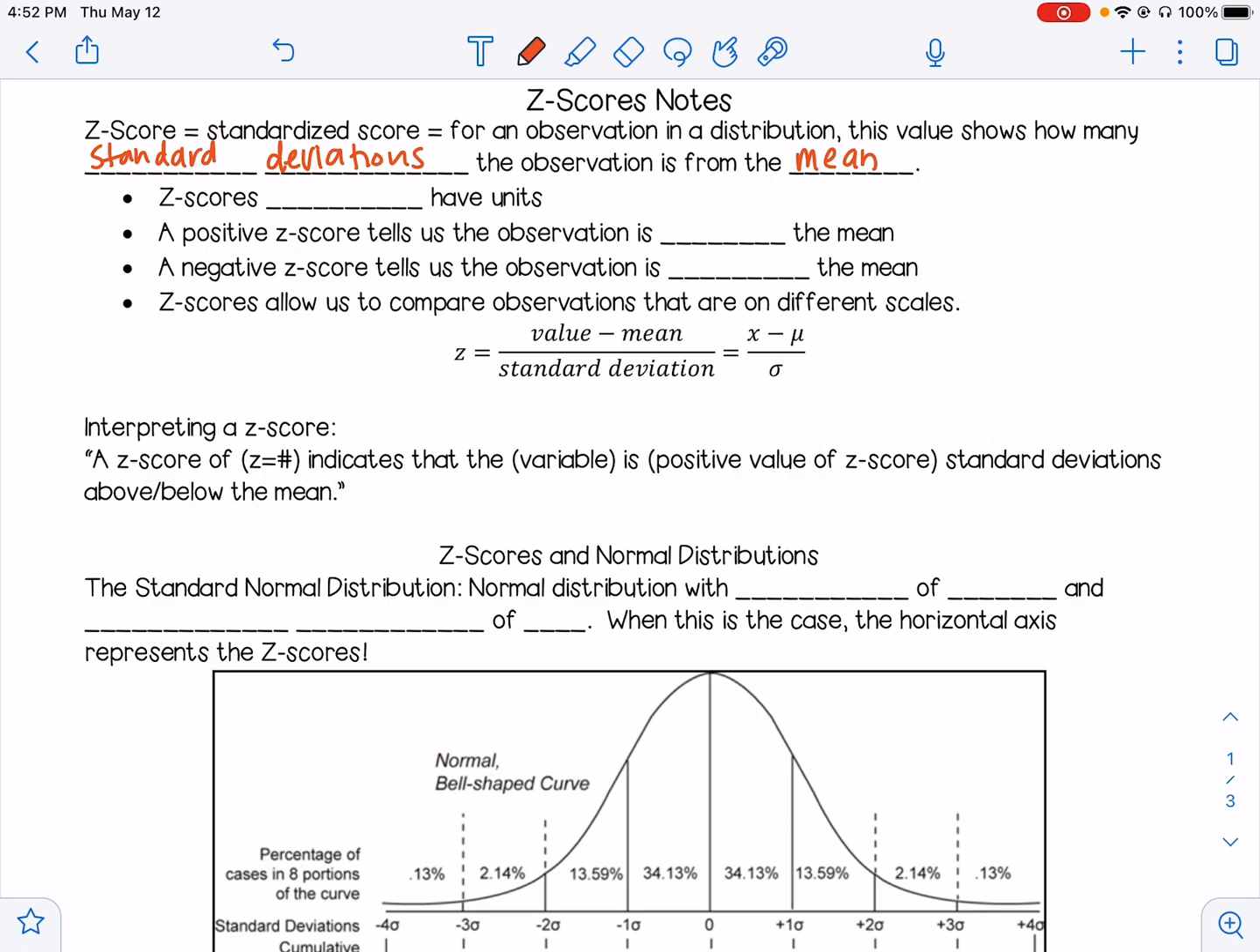Because a z-score is telling us how far away the data point is, it is a standard deviation. So therefore, it doesn't actually have units. So z-scores never have units. If our z-score is positive, that means that our data point is above the mean. And if our z-score is negative, that means that it's going to be below the mean. So if you want to box those two.